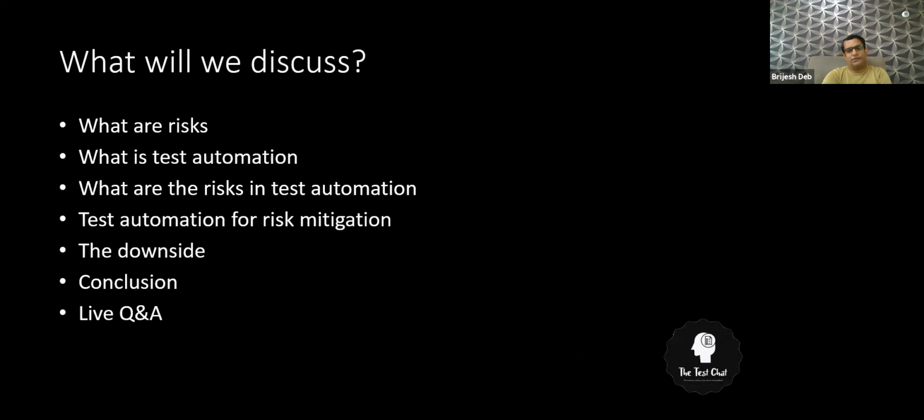Next, let's first of all understand what do we mean by risks. But before that, let's look at the agenda. We look at what are risks, what is test automation, what are risks in test automation. Then can we use test automation for risk mitigation? Then we also look at the downside of risk analysis. We draw a conclusion, and then we have a live Q&A.